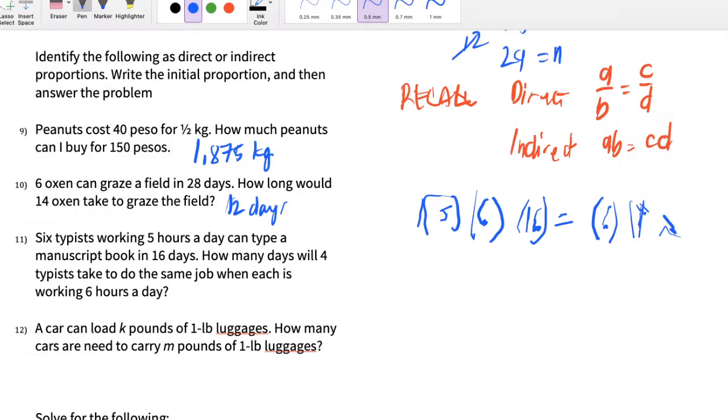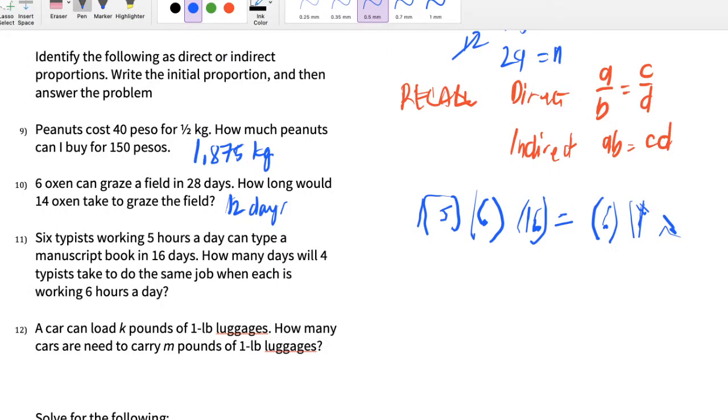Okay, so sana naiintindihan nyo. 5 times 6, that's 30. Ito, 24. Magka-cancel lang yung 6. You will be left with 5 times 16 over 4. That would be our X. So, yung 4 ulit natin magka-cancel. So, X is equal to 20. Okay? It will take 20 days for 4 typists working at 6 hours a day to finish the job.